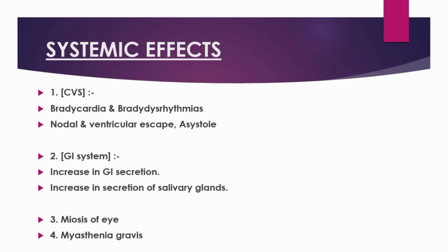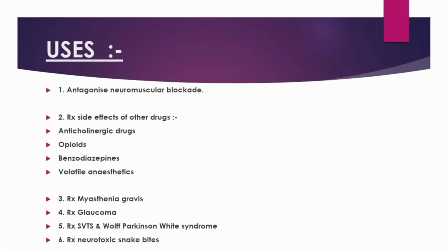Then the third point, meiosis of the eye, then myasthenia gravis. These are some of the systemic effects of the anticholinesterase drugs. So please have a note of it, and let's move to our another slide. Now let's look at the uses of the anticholinesterase drugs.